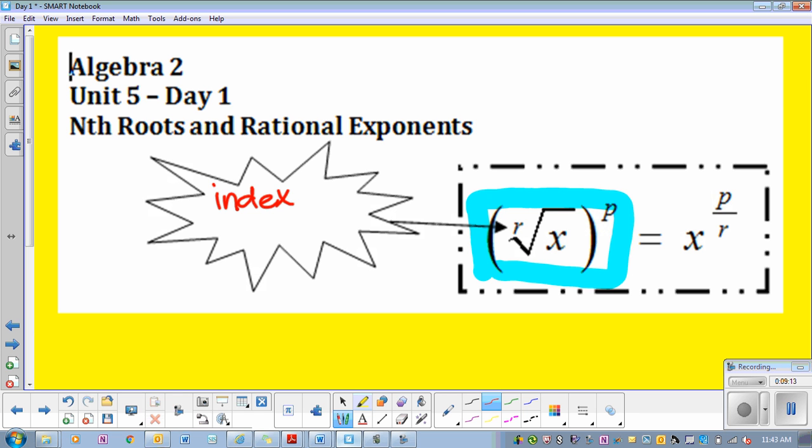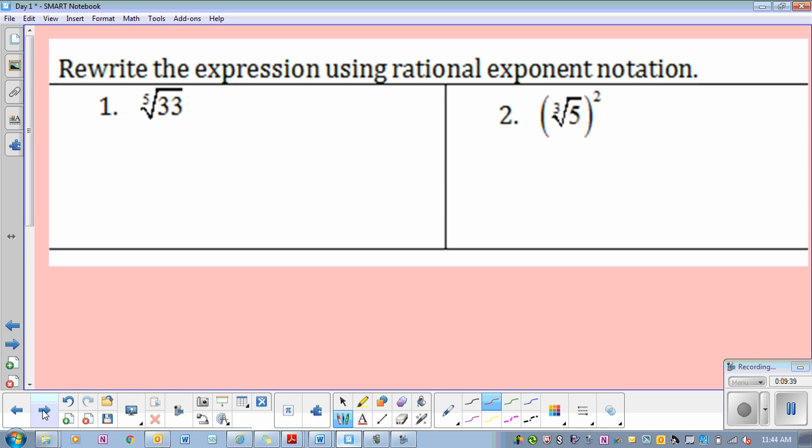Another way to remember this is power, right? We think of exponents as the power. This r, you think of it as the root. So this is x to the power over root. So the first couple of problems, all we're doing is rewriting. Let's rewrite the expression using rational exponent notation. We're turning these into fraction exponents. So remember, power over root.